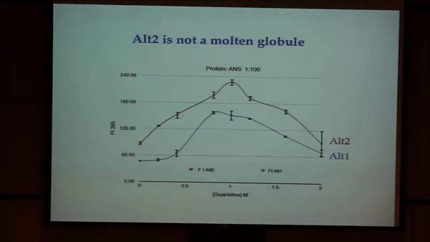than L2. This means that L2 has more exposure of these hydrophobic patches, but the difference is not so big to say that it's a molten globule. At this moment we can say that L2 is a protein that is in a native form.